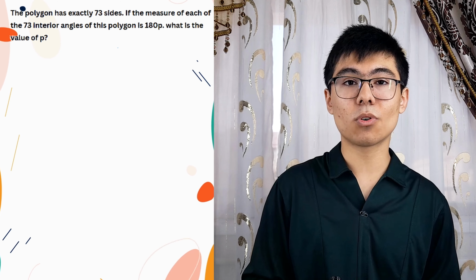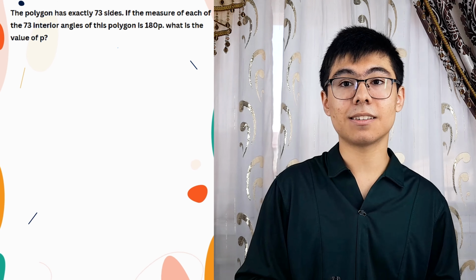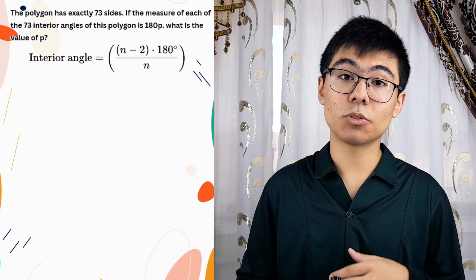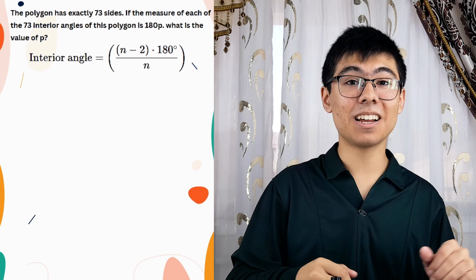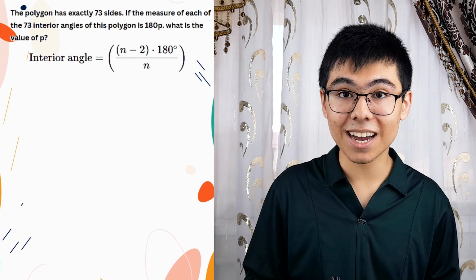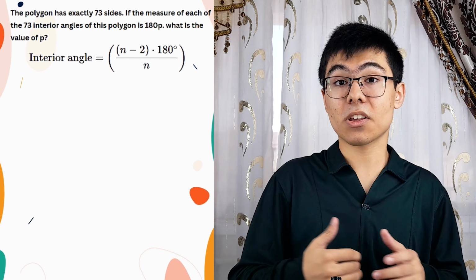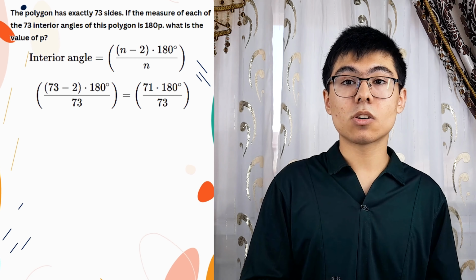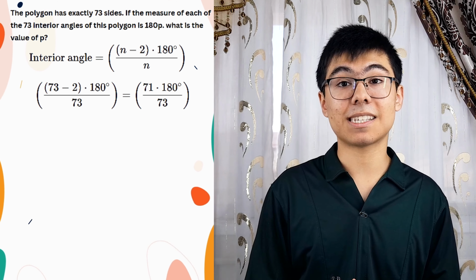The formula for the interior angle of a regular polygon with n sides is given by: interior angle equals (n minus 2) multiplied by 180, divided by n. Our second step is plugging in the number of sides. Since we know our polygon has 73 sides, substitute n equals 73. So the interior angle equals (73 minus 2) multiplied by 180 divided by 73. That equals 71 multiplied by 180 divided by 73.